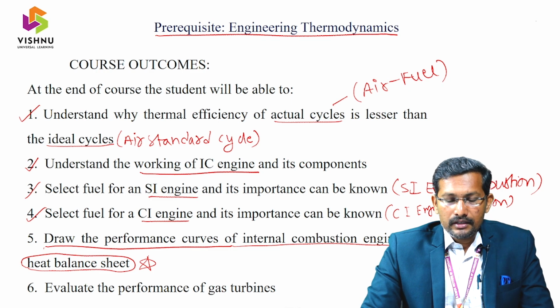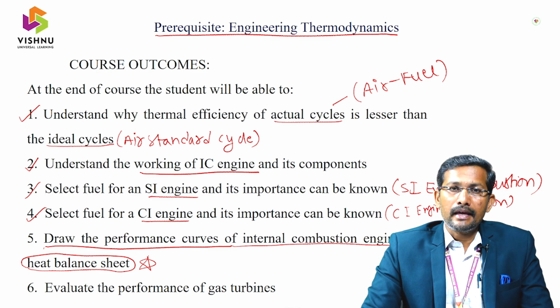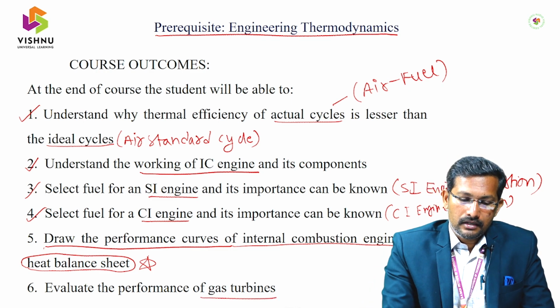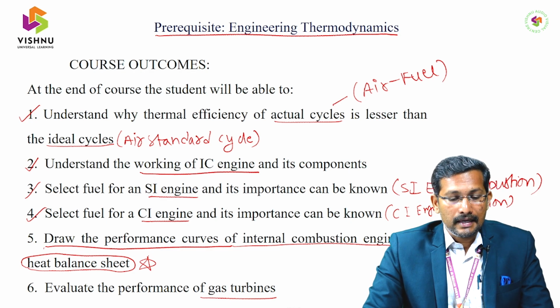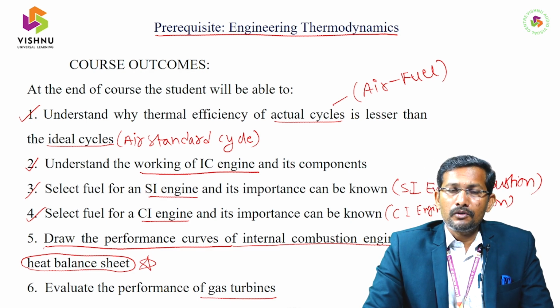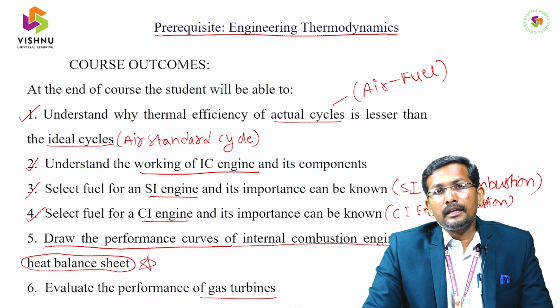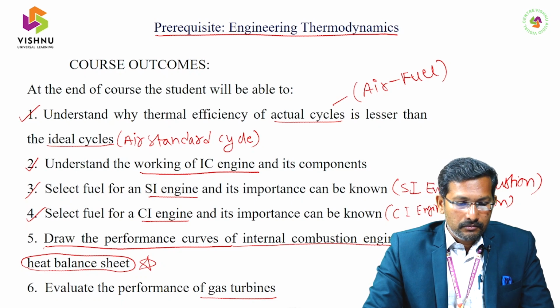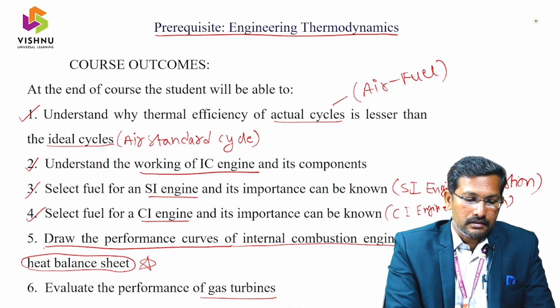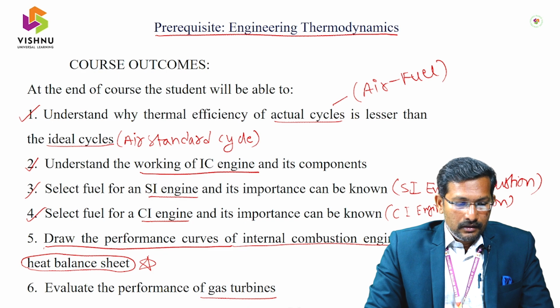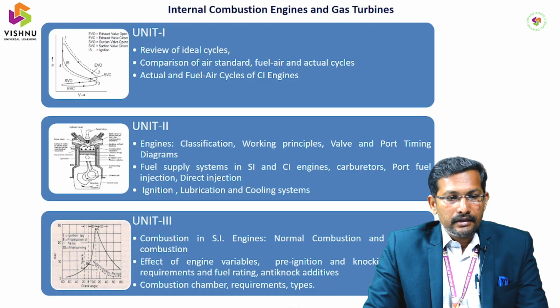And the last one is to evaluate the performance of the gas turbine. These are the gas turbines. The last unit is the gas turbine, where students will explore different types of gas turbines, open cycle and closed cycle gas turbines, and its working like a Brayton cycle. And any methods to increase the efficiency of the gas turbine can be discussed in the gas turbine. Then coming to the next slide.